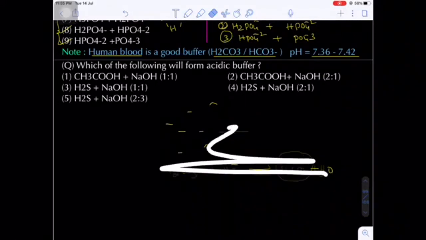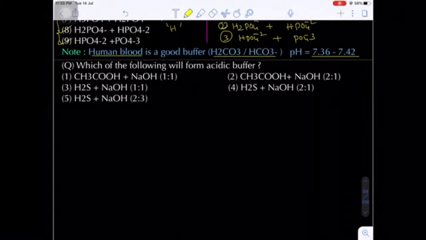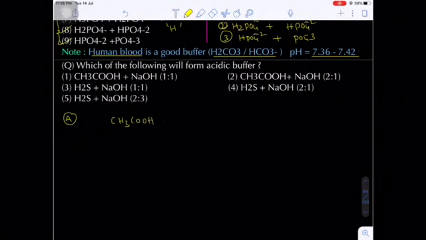Now here, this is a very important question. Which of the following will form acidic buffer? So this is a very important objective question. The first question, acetic acid and sodium hydroxide given in 1:1 molar ratio.